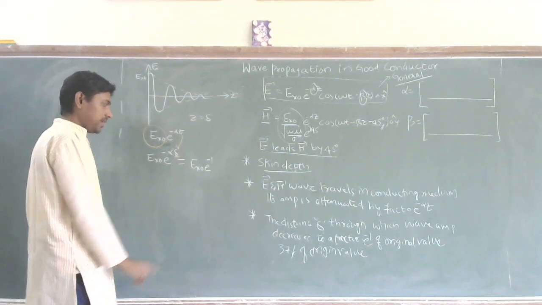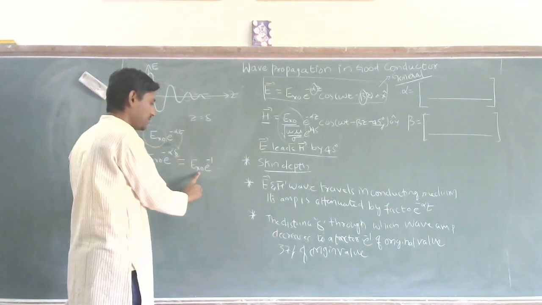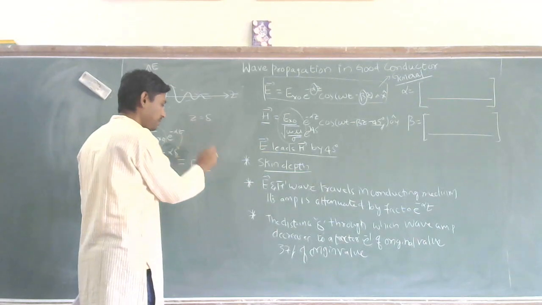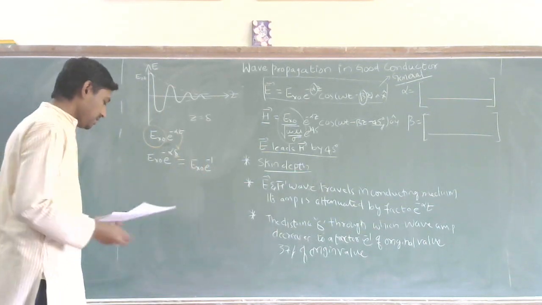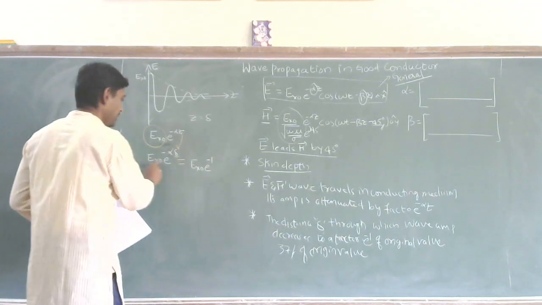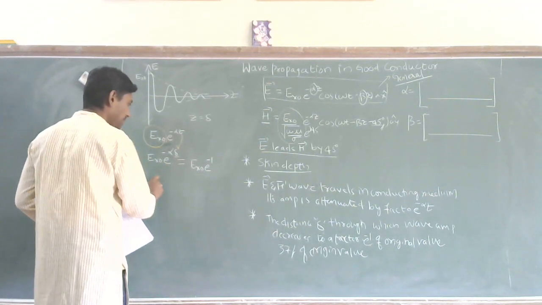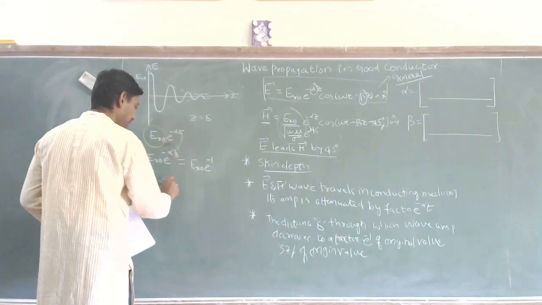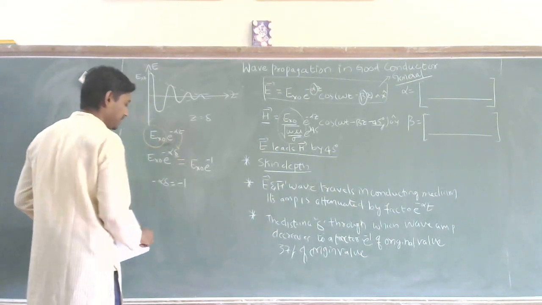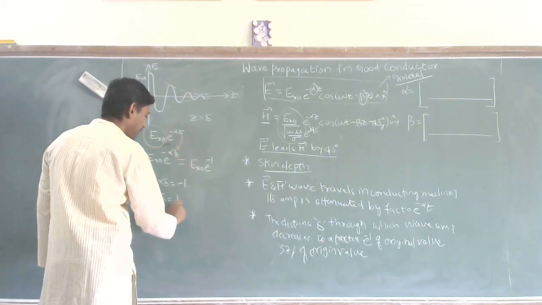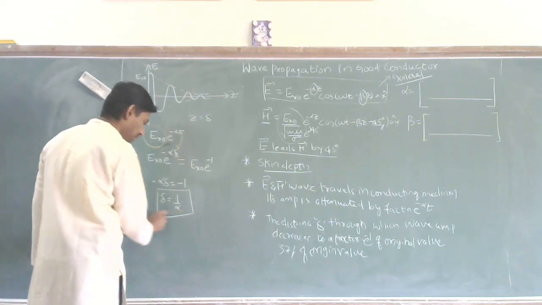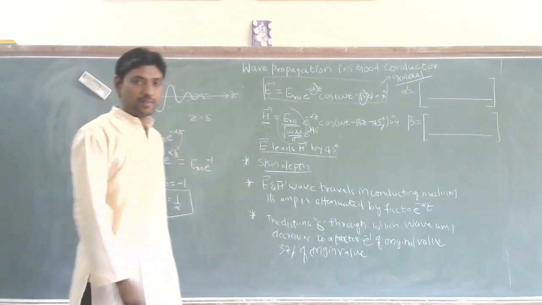And if I say that the amplitude has fallen by a factor of e to the power minus 1, you could see from this expression that I could write minus alpha delta equal to minus 1, and delta is equal to 1 by alpha.